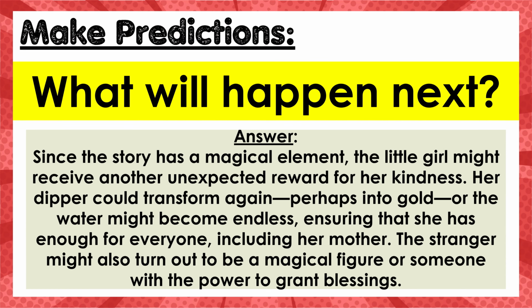What will happen next? Possible answer: since the story has a magical element, the little girl might receive another unexpected reward for her kindness. Her dipper could transform again, perhaps into gold, or the water might become endless, ensuring that she has enough for everyone, including her mother. The stranger might also turn out to be a magical figure or someone with the power to grant blessings.